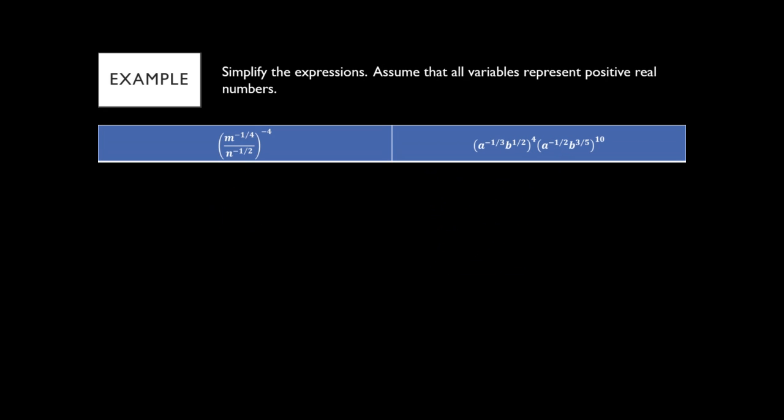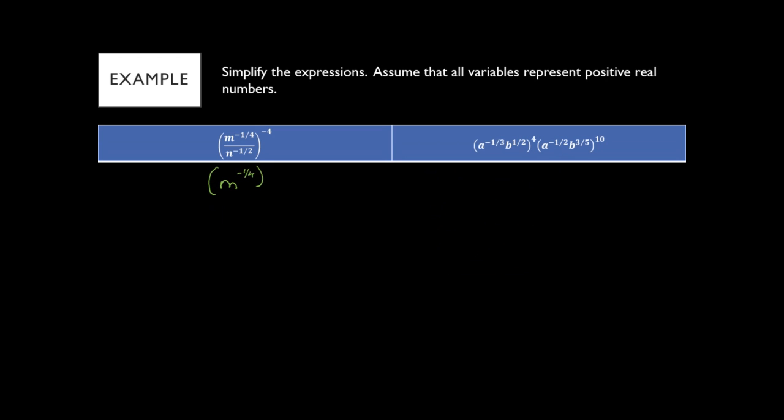Okay, getting more complicated. We're throwing in some negatives here. I've got m to the negative 1/4 over n to the negative 1/2, and then to a negative 4th power. Whenever I have negatives on the outside and negatives on the inside, I will distribute my exponent first, because that's going to allow me to cancel out the negatives, and then I don't have to do any reciprocal stuff at all. So the exponent on the outside gets applied to the inside.